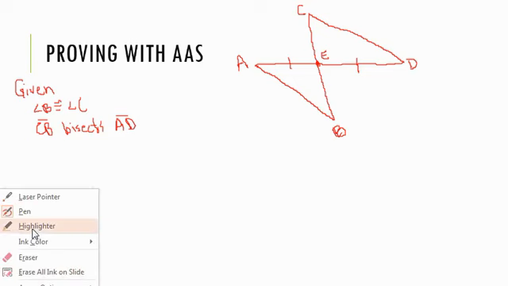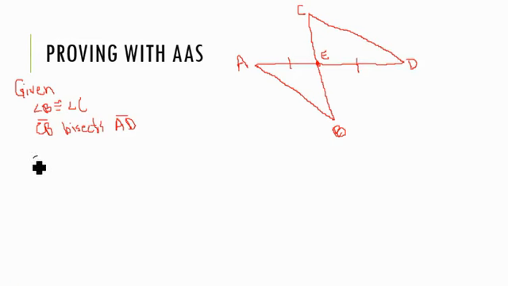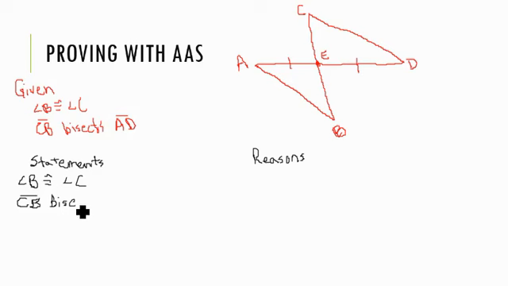So let's start writing out our statements and our reasons why we can make those statements. So I'm going to write statements over here, and the reasons why I can make those statements over here. Now the first two are going to be my given statements. So angle B is congruent to angle C, and also that CB bisects AD. And the reasons I can make those statements is because they are given to me.